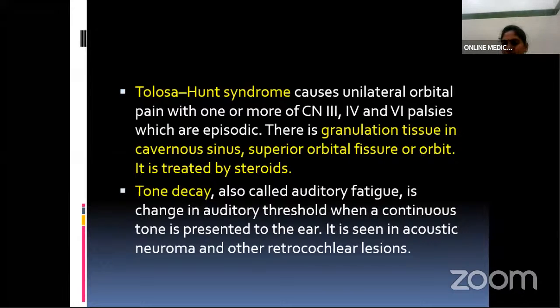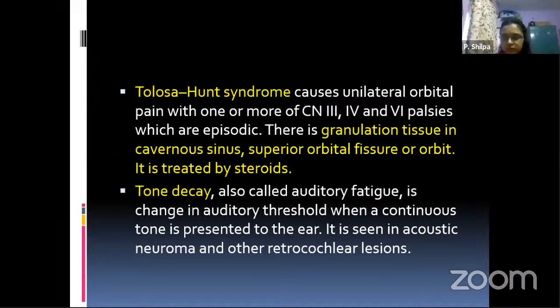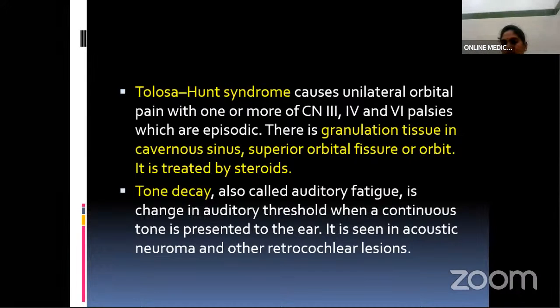Granulation tissue or thrombosis or something like that. So any problem in the lateral wall of the cavernous sinus, superior orbital fissure, or orbit, these are all closely related structures. Any problem in this area will cause Tolosa-Hunt syndrome, which presents as unilateral orbital pain along with cranial nerve involvement, especially extraocular movements being affected.